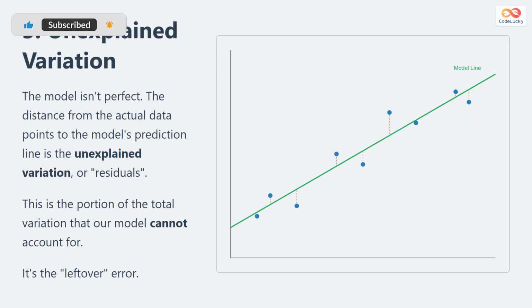Of course, no model is perfect. The distance between the actual data points and our model's prediction line is the unexplained variation. These are also called residuals. This is the part of the data's spread that the model cannot explain, representing the leftover error.